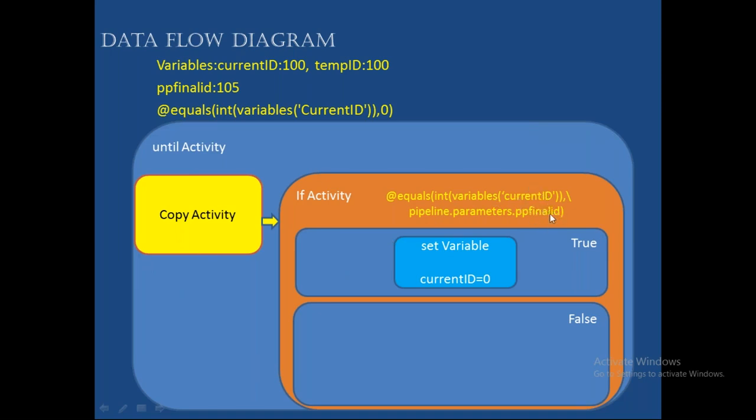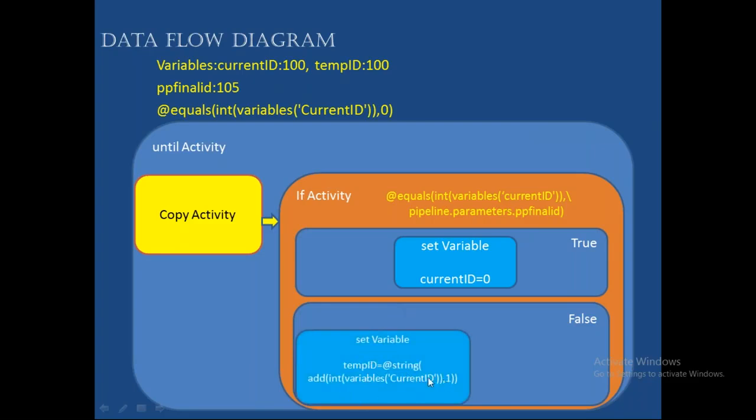The pipeline parameter final ID is 105. Current ID is 100. Is 100 equal to 105? False. So if it is false, I need to increase the current ID value. You cannot directly increase the current ID value. That's why we need to use a temp ID. For the temp ID variable, I will just increase it by one.